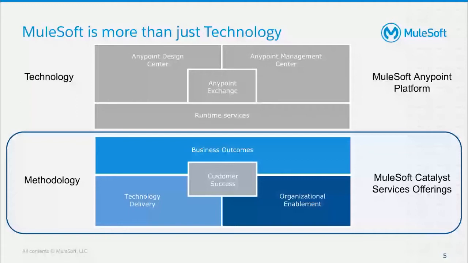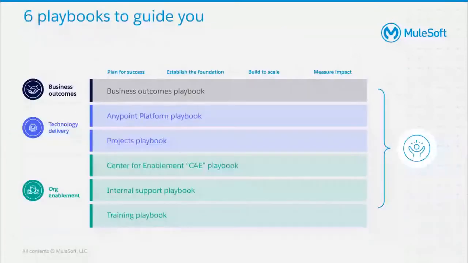And now let's look into what that actually means, because these components have different tasks. And as I said in the beginning, they come with playbooks. So on the left side, you see the names that I mentioned before: business outcomes, technology delivery, and the organizational enablement part. And it's stripped down into different phases. First of all, we want to start with planning for success. At a later point, we look into establishing the foundation. And then we go into building to scale and measuring the impact.